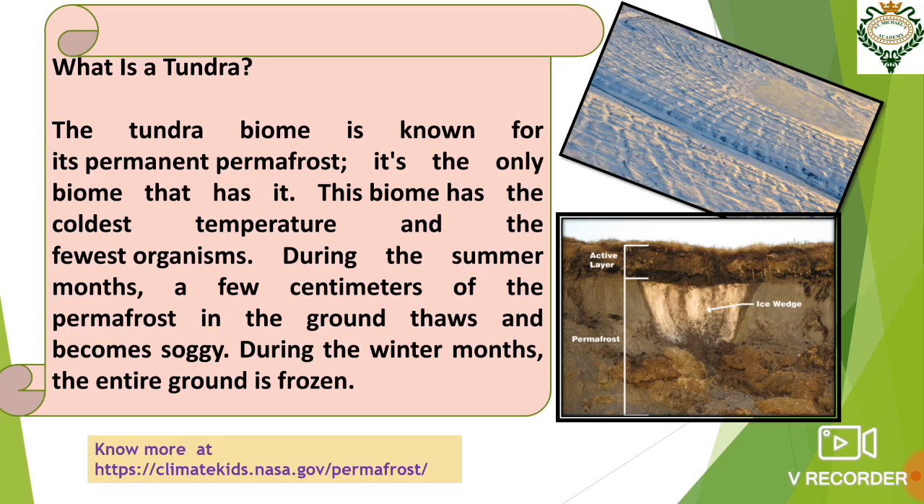During the summer months, a few centimeters of the permafrost in the ground thaws and becomes soggy. During the winters, the entire ground is frozen. Now, what is permafrost? Due to extremely cold temperatures, the layer just below the surface remains permanently frozen. This frozen layer of ground is called permafrost.